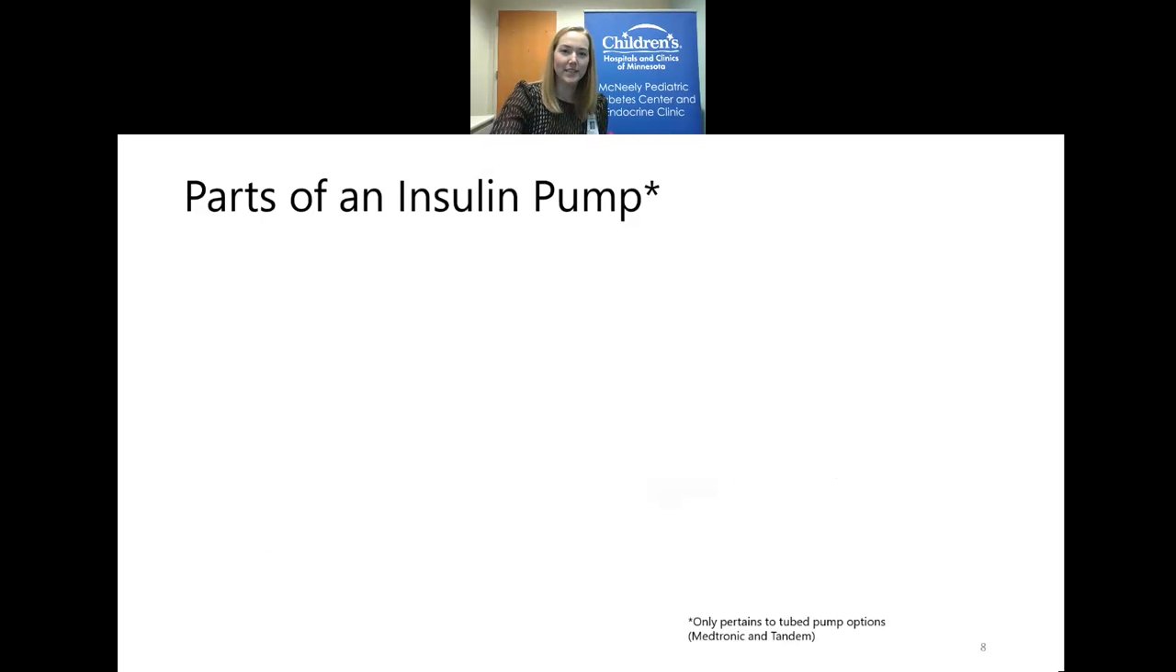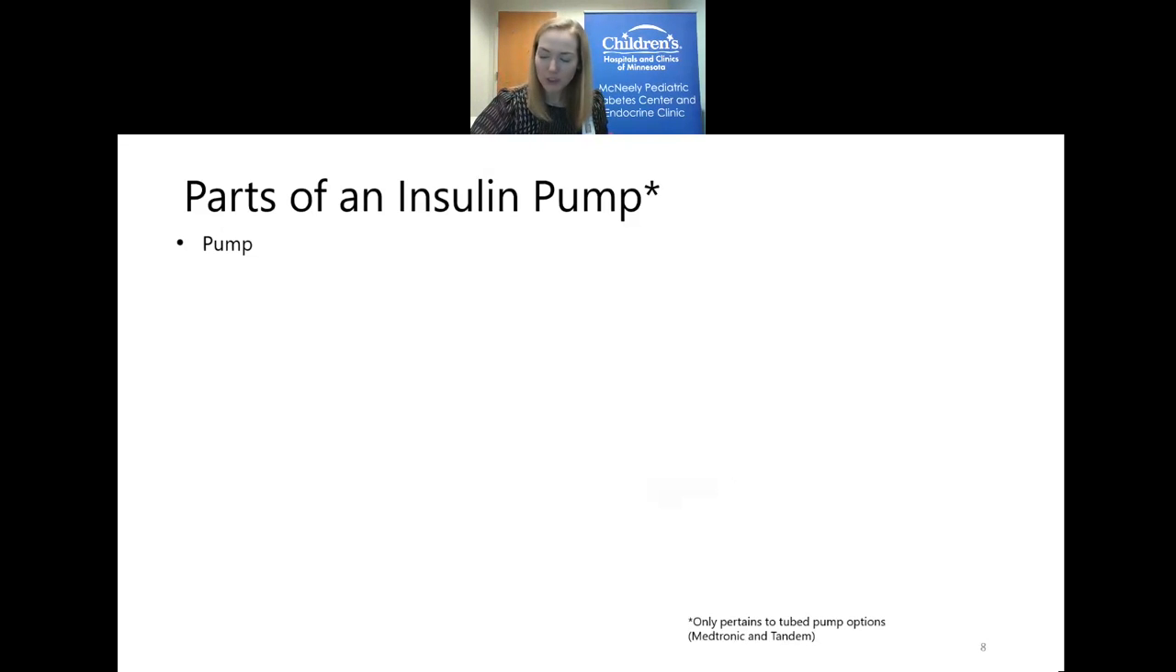All right, so parts of an insulin pump. This slide specifically pertains to a typical pump, a tubed pump, what people are used to seeing. At the beginning I said there are three brands on the market right now: Medtronic, Tandem, and Omnipod. The tubed pump options are Medtronic and Tandem, so this slide pertains to those two brands.